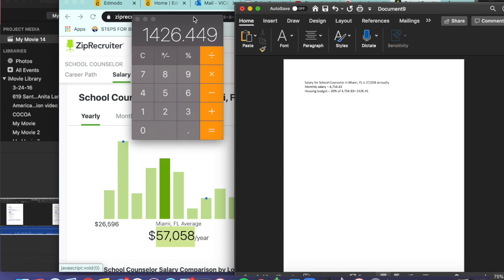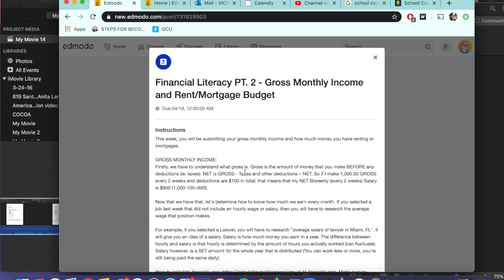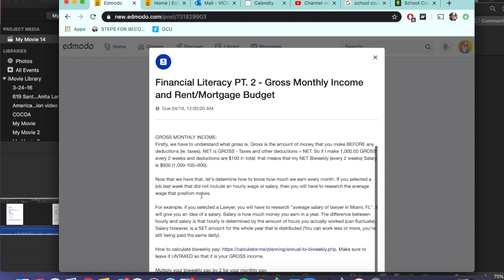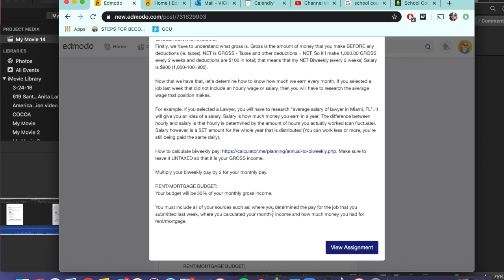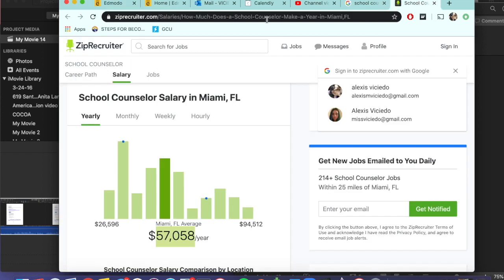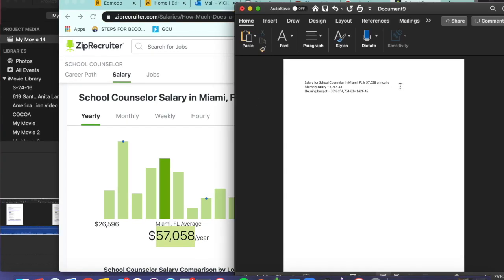Now let's see if we have to include anything else. We need our gross monthly income and our rent. We must include where we determined the pay for the job we submitted last week, and where you calculated your monthly income and how much money you had for rent or mortgage. So I'm going to include the link to this, which shows the average amount that people earn in Florida. And that's it. That's all you have to do.